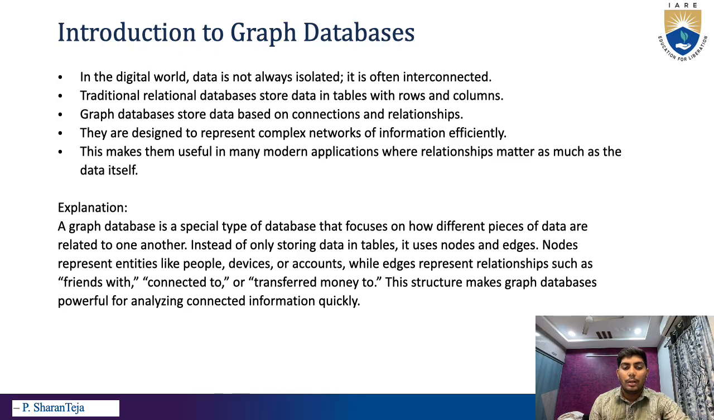They use nodes and edges, where nodes represent entities like people and accounts, and edges represent relations like friends with, or transfers to. Think of it like a network diagram where everything is connected. The biggest advantage is they can quickly analyze relations without complex joins. This makes them extremely efficient for real-time analysis.